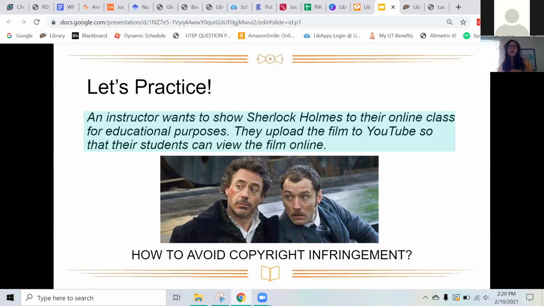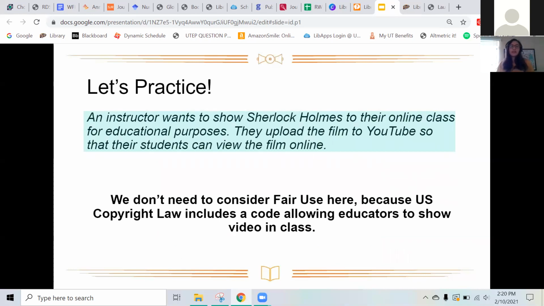We talked about fair use and the 4 factors of fair use, but this scenario is unique. We don't need to consider fair use here because US copyright law includes a code allowing educators to show a video in class. There's separate consideration for video outside of fair use. So let's talk about what that is.